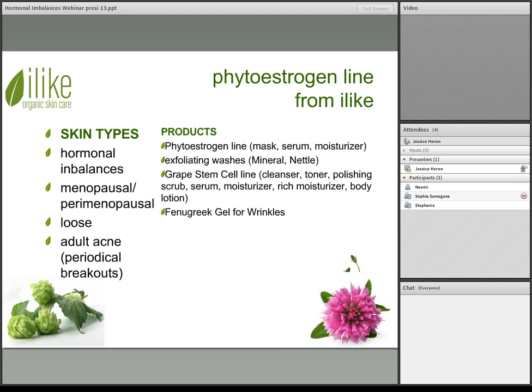We also have a body wrap. I should probably mention that too. That's not listed there. There's a professional body wrap for the Grape Stem Cell Solutions line that you can do a body treatment with as well.